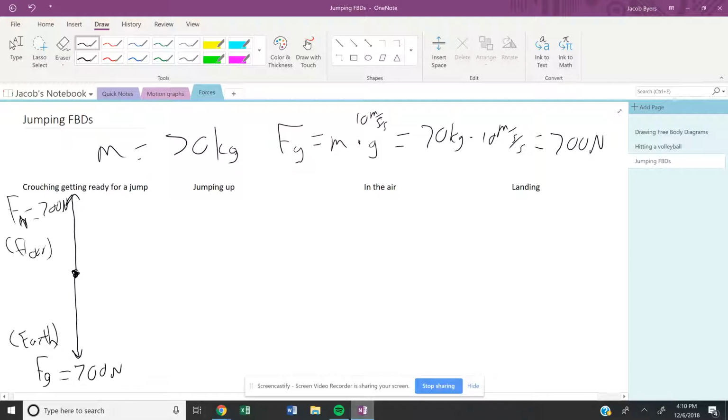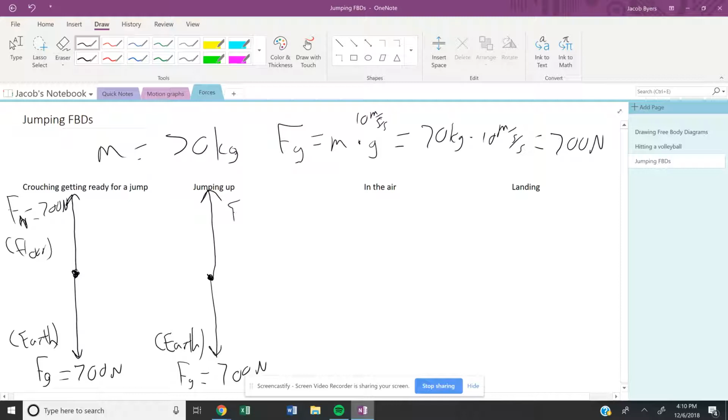Now, once you start straightening your legs out, you're pushing against the floor. My mass has not changed. I have not lost any weight. I have not gained any weight. My mass is still the same. My gravitational force is still 700 newtons. Earth is still pulling me down. Now going upwards, the normal force is going to be a little bit bigger this time.